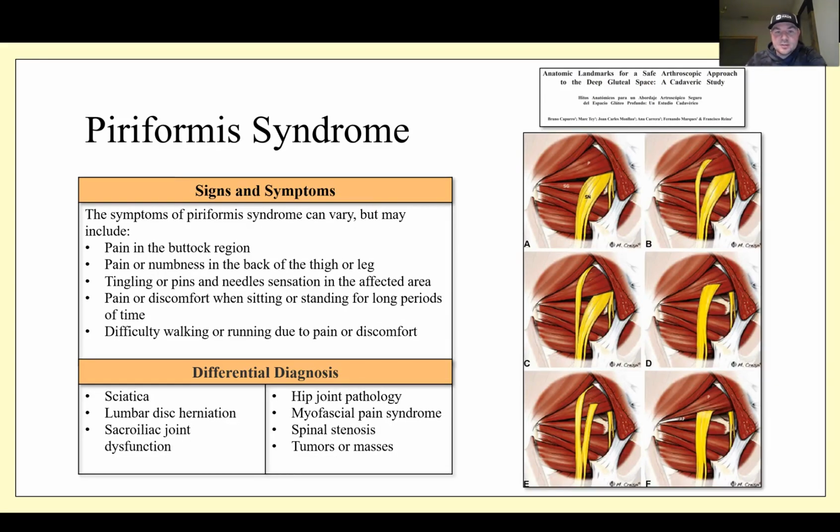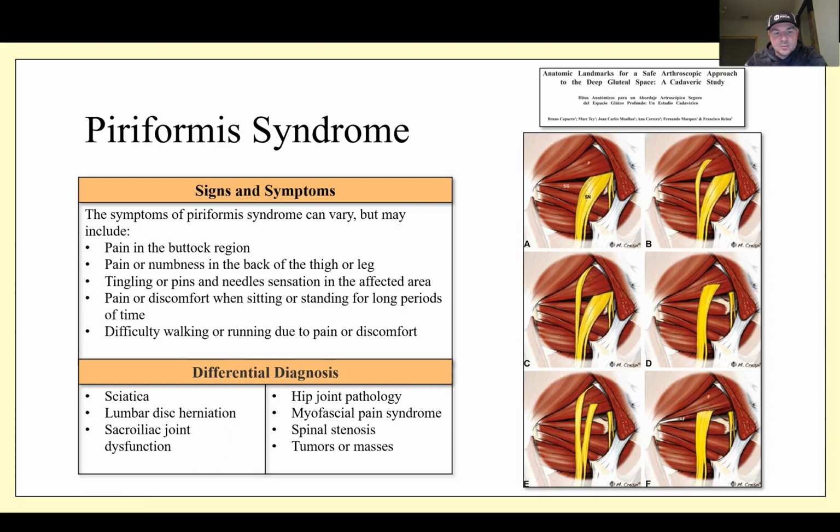And so if we look at this study here on the right, anatomic landmarks for a safe arthroscopic approach to the deep gluteal space, what we can see is they've really tried to branch out, no pun intended, and see the different anatomical variations of the piriformis and the sciatic nerve. And you can see there are several different ones. There are ones that pierce through the piriformis in different ways. There are ones that are entirely encapsulated by the piriformis. There are some at the inferior angle, all these different variations of how the sciatic nerve branches through or around the piriformis. And so we have to take that into account.